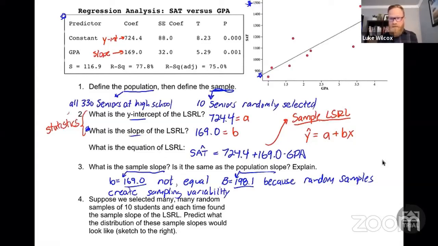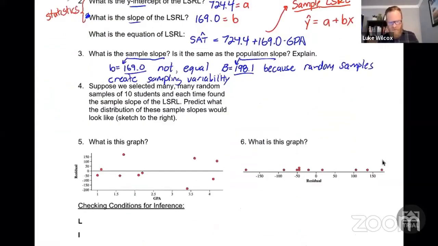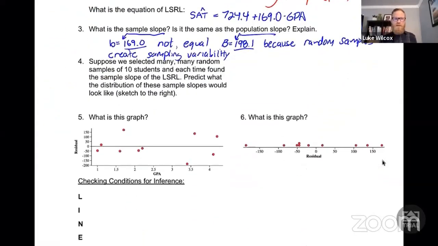So every time you take a sample of 10, you're going to get a slightly different slope value. Well, that leads us right into question number 4 here, which says, suppose we selected many, many random samples of 10 students and each time found the sample slope of the LSRL. Predict what the distribution of these sample slopes would look like. Okay, so I'm a big fan of the dot plot. So we're going to draw ourselves a dot plot here.